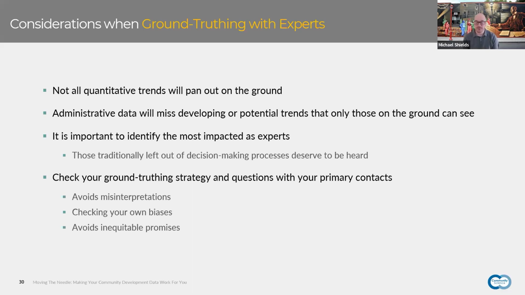So you want to make sure that you're phrasing your questions and your ground truthing to be more neutral. What type of housing do you think is needed in this area? What would be the impact of more market rate residents moving in? What do you think? Those would be ways of checking that and making sure that it makes sense for the people you're contacting.